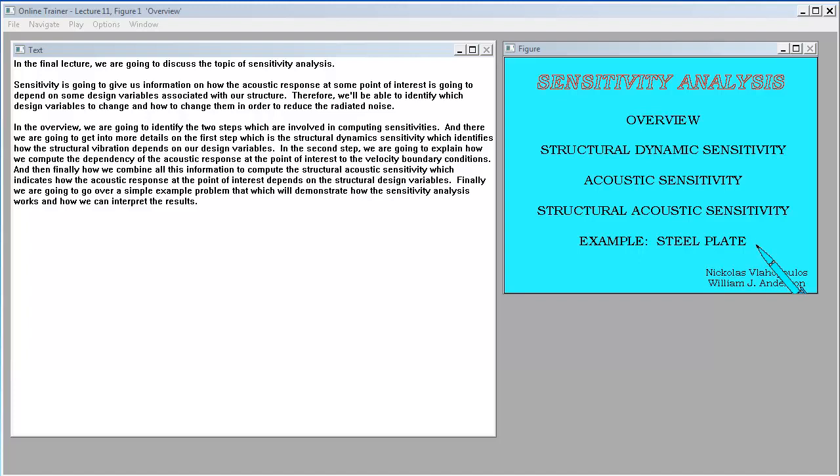Finally, we are going to go over a simple example problem which will demonstrate how the sensitivity analysis works and how we can interpret the results.